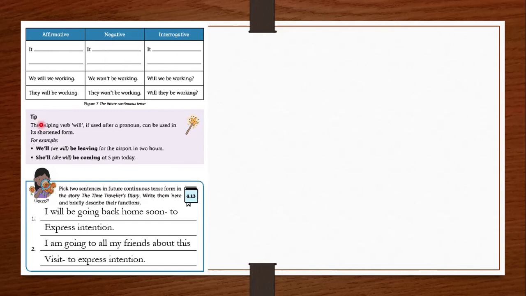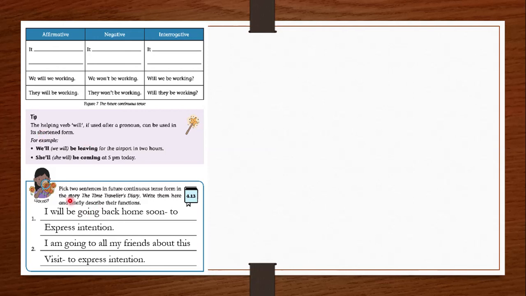Okay, and one tip is, when we use this will after a pronoun, we can make it a short form. We'll, instead of W-E W-I-L-L, we can put W-E apostrophe L-L, we'll, or she'll, he'll, it'll. Okay, so this is a short form, that's a tip for you.